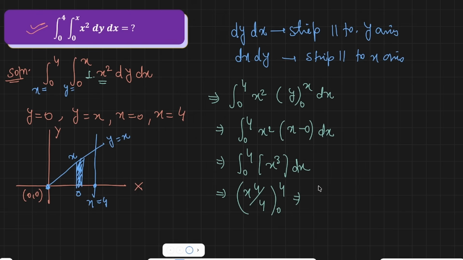This will be 4 power 4 by 4, which is nothing but 4 cube, and it will be 4 into 4 into 4, 16 4s are 64. Okay, so this is how you can solve this question. It is very easy to understand this question. Using the graph you will get more clarity about the question.